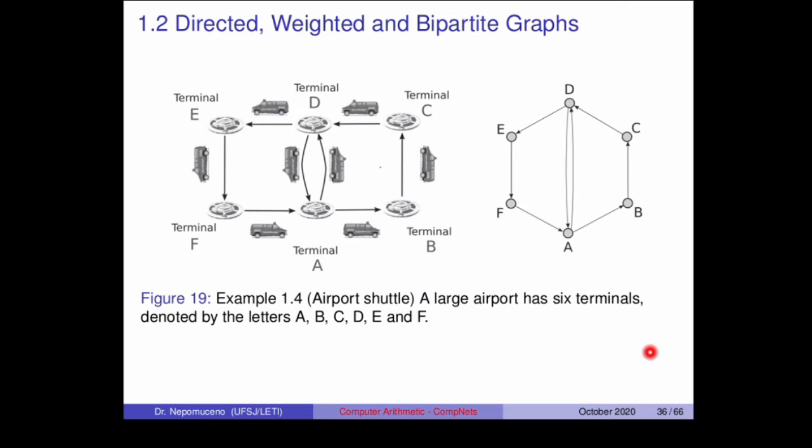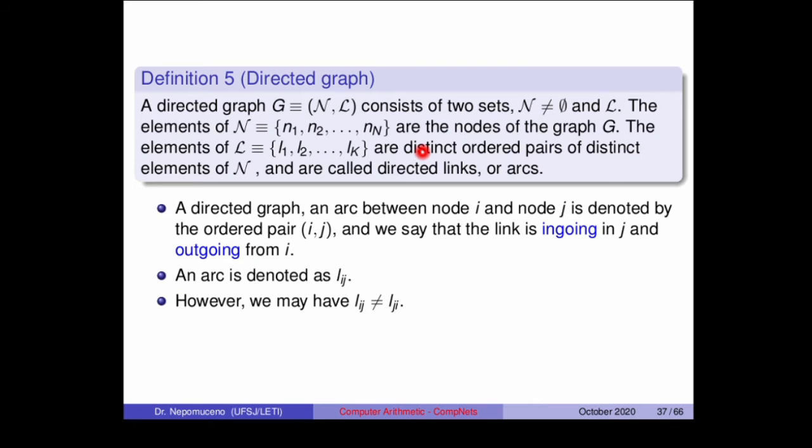Okay, let's continue our third video of chapter 5. In this topic, we're going to show directed, weighted, and bipartite graphs. So in this figure 19, you have the example 1-4, airport shuttle. A large airport has 6 terminals denoted by the letters A, B, C, D, E, and F. So this is what the transfer should use to get from each terminal of this airport.